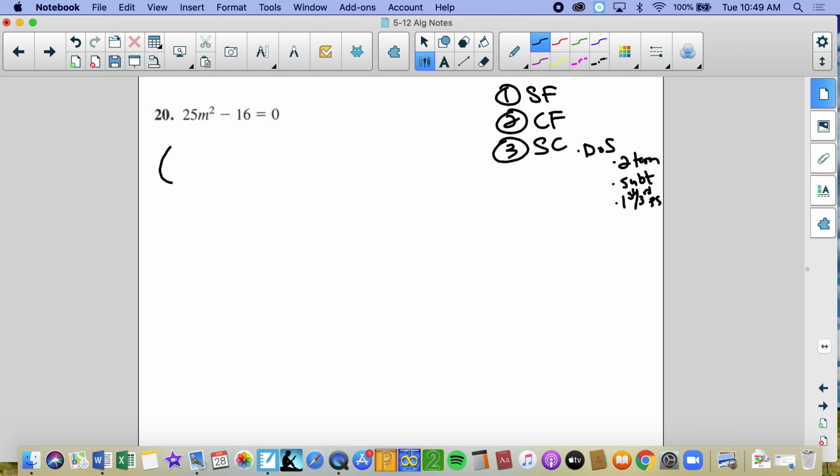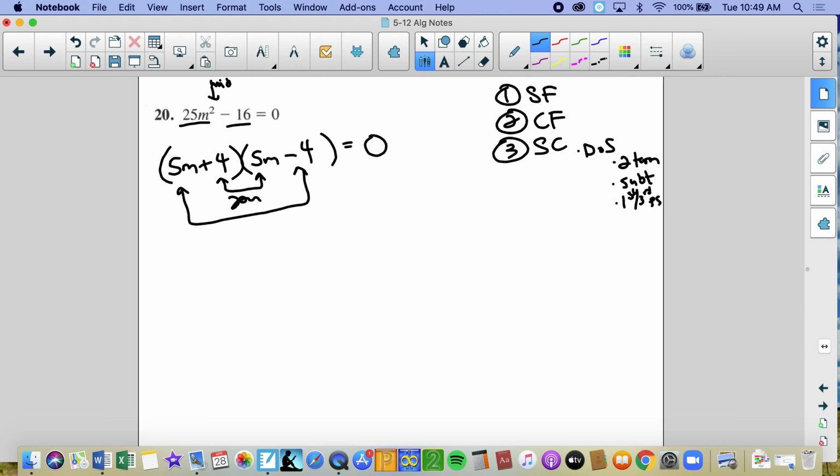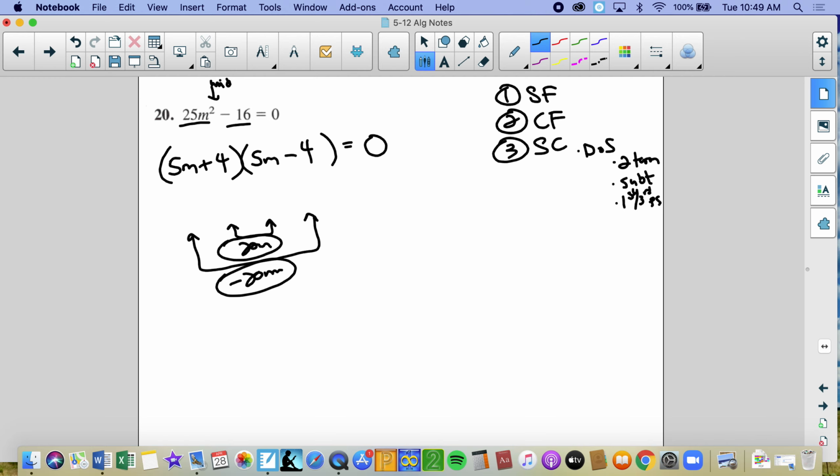Remember, difference of squares are created by conjugates. So we're going to take the square root of the first, square root of the second, and they're going to be identical but conjugates. Remember, conjugates are opposite, and they have to be opposite because we're missing our middle term here. We have a first and a last, and that happens by having opposites. If there are conjugates, they end up being opposites: positive 20m, negative 20m would cancel that middle, hence why we only have two terms.